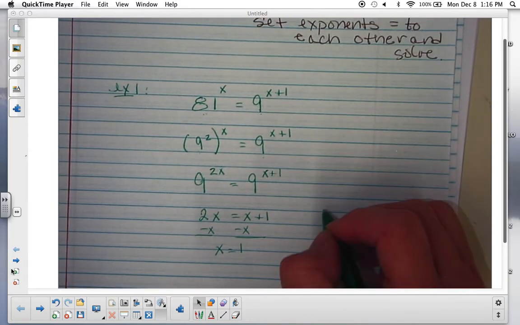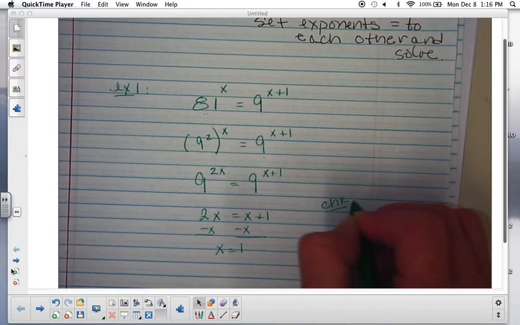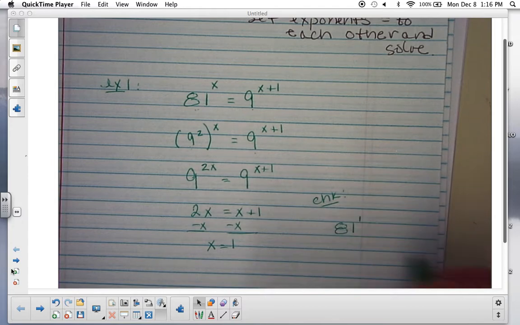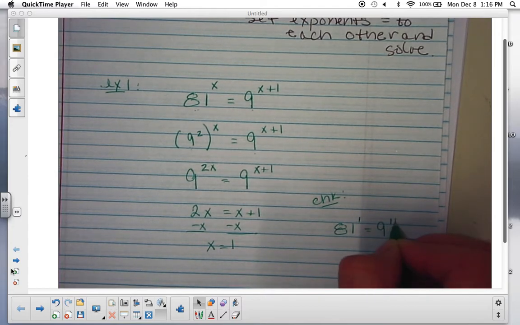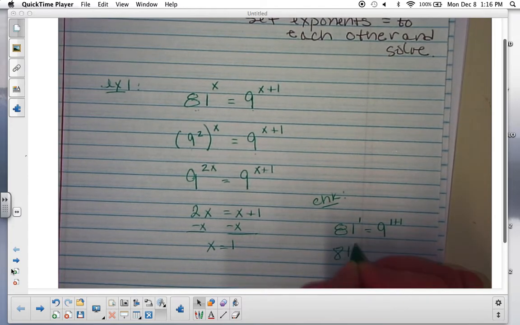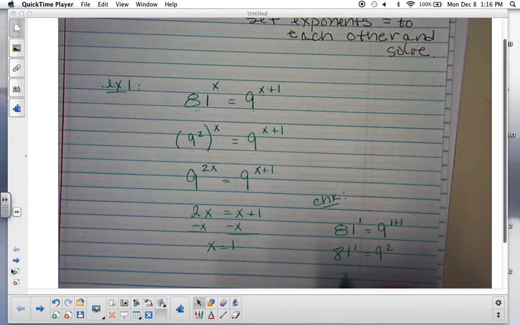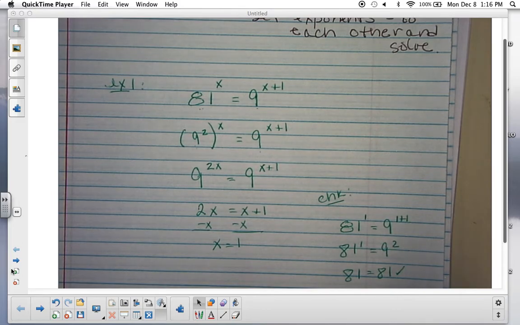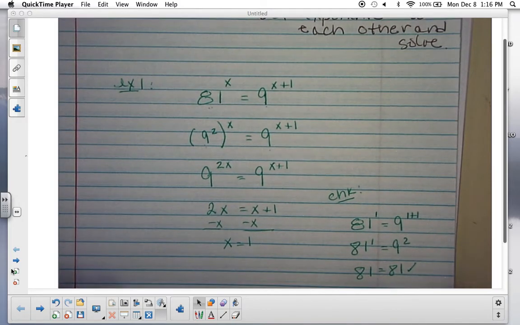You don't have to do a check, but certainly I should have shown this on the first bunch too. If you want to check it, you can. 81 to the first power equals 9 to the 1 plus 1. Again, 81 to the first equals 9 squared. Yes, that is a good check, right? They're both 81. So these will always check. It's not required necessarily that you do a check, but you certainly could if you wanted to.